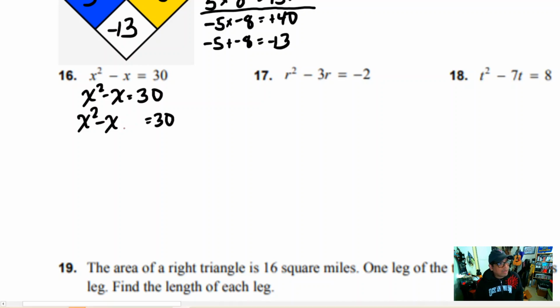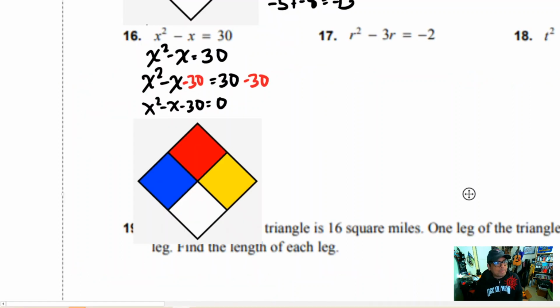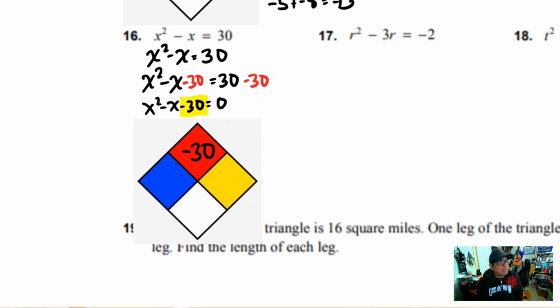So let's subtract 30 from both sides, minus 30, and that gives us x squared minus x minus 30 equals 0. So now, again, we're ready for our diamond. Remember, it's got to be equal to 0 for our diamond. Let's put our numbers in place. I've got a negative 30 over here. So that means I need to put a negative 30 up there. I've got a minus x. So that means I should be putting a minus 1 here.